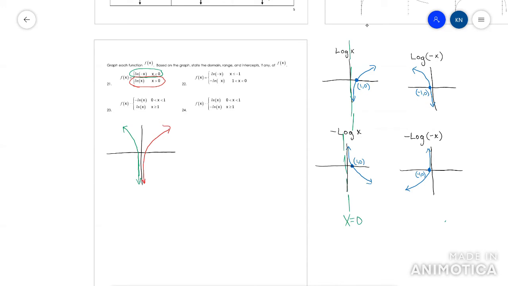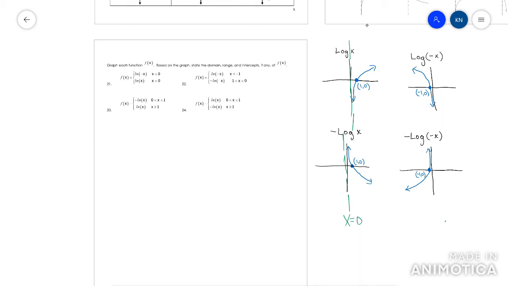If you're wondering about domain, well, it's everything except for 0, right? It's everything except for x equals 0 there. So you could write that either as x cannot be 0, or you could write it as two different pieces, -infinity to 0, union with 0 to infinity. The range is all reals because it goes down forever, up forever. And then in terms of intercepts, this guy's at -1, 0, and this guy's at +1, 0. So that's number 21.